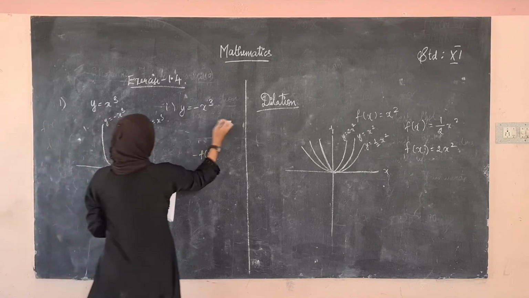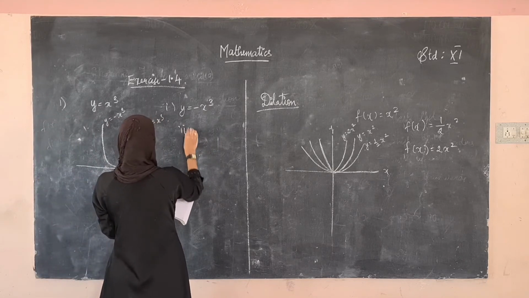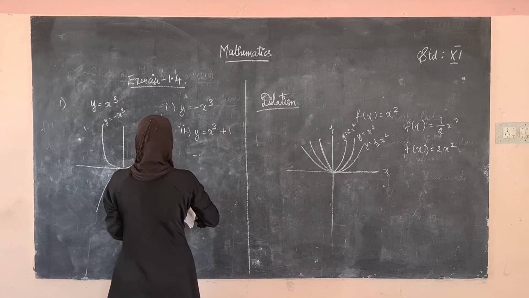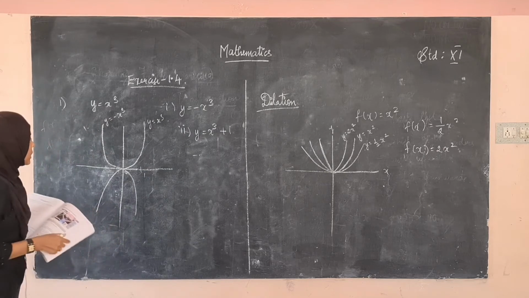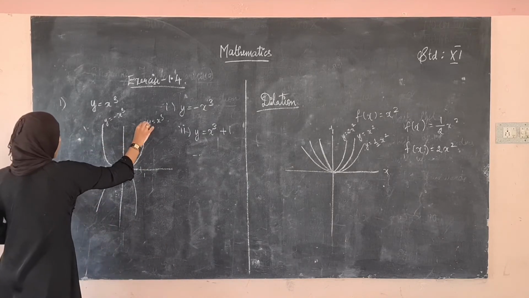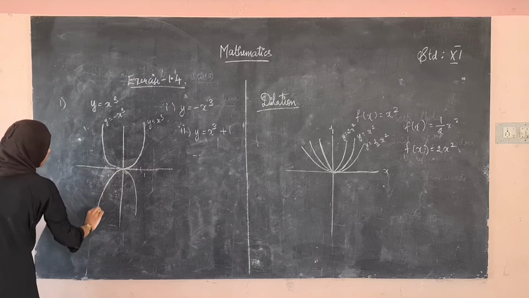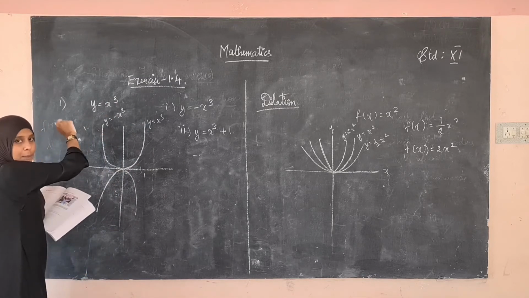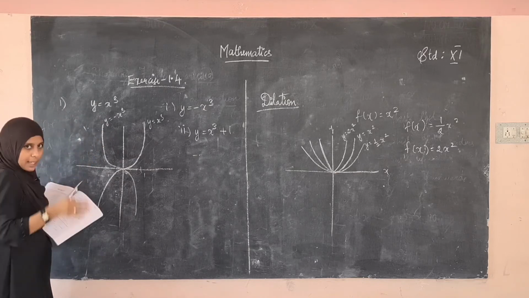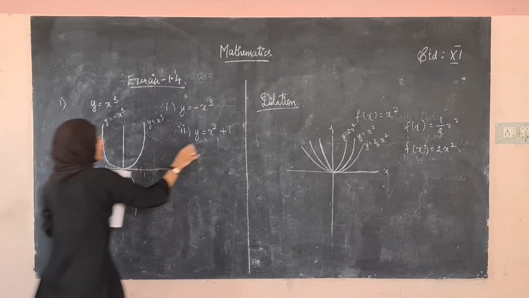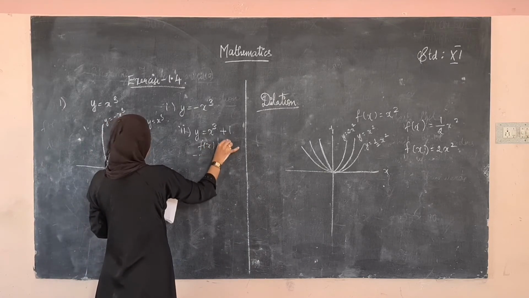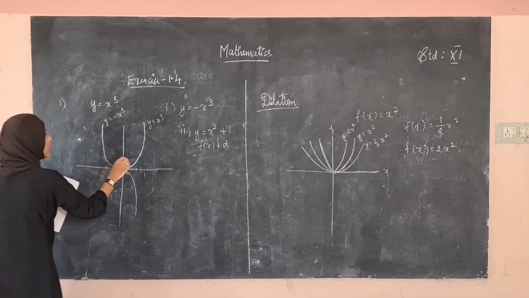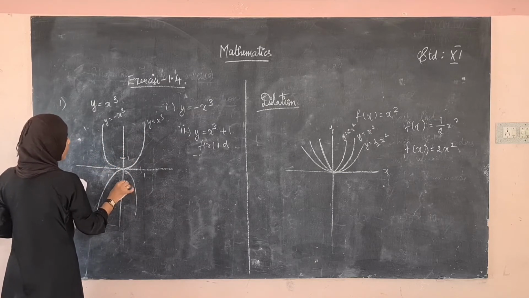Now the second one. What's the second subdivision? The second one is y is equal to x cube plus 1. See, this is the original graph, right? Now we have to find x cube plus 1. This is not f of x plus c, this is in the format of f of x plus d. If it is in the format of f of x plus d, what happens? The graph shifts 1 unit upwards.